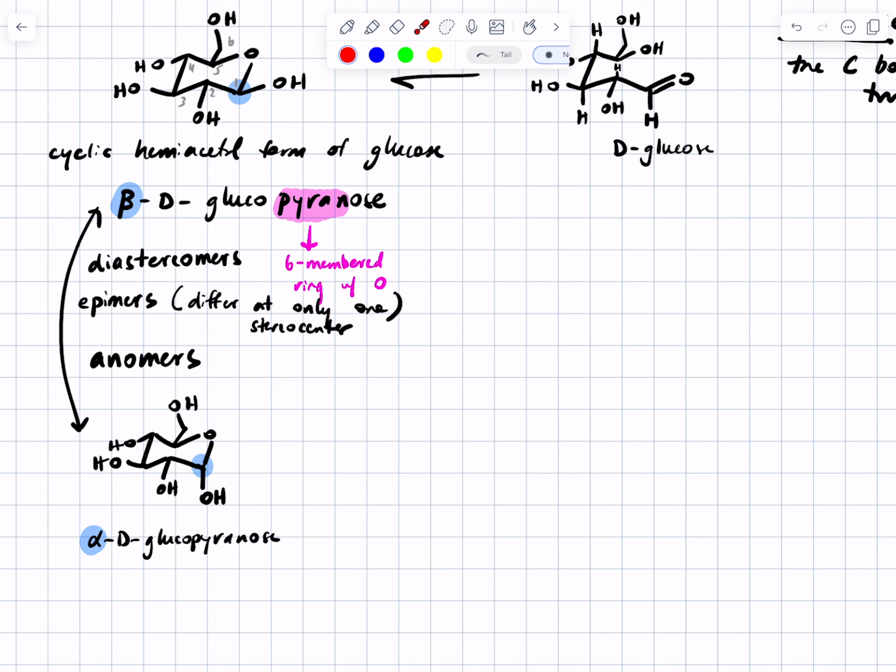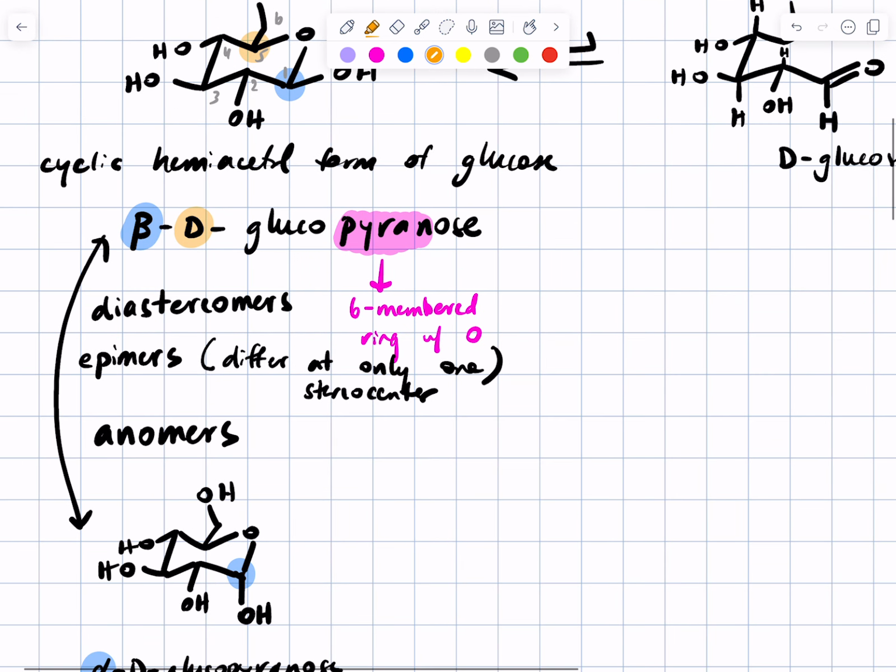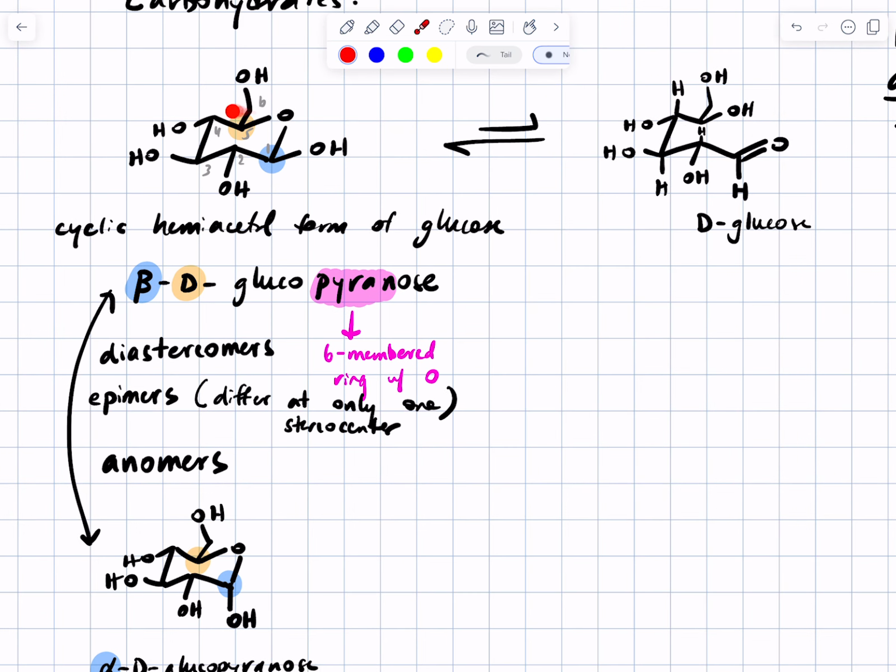Okay, let's now talk about what the D refers to. I'll highlight that in orange. The D refers to stereochemical configuration at C5. Okay, that's the last stereocenter in the sugar. And when we draw glucose in this cyclic hemiacetal form, when C5 is up, we say it has D configuration.